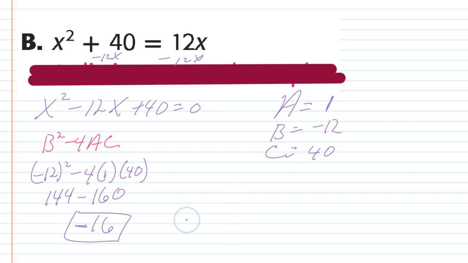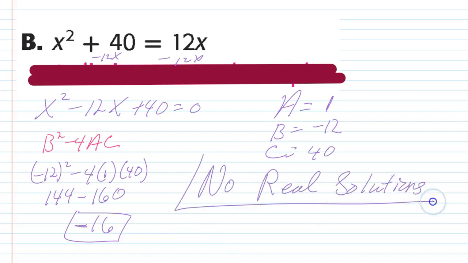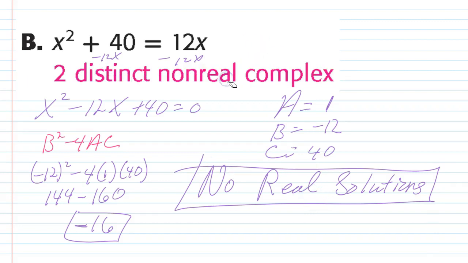You're going to see the answer to that written two ways. One way is going to be no real solutions. If you're only dealing with real numbers, then you're going to have no real solutions. If you're also working with complex numbers, then you'll have an answer of two distinct non-real solutions. So later on, when we're dealing with imaginary numbers and complex numbers, we will say we have two non-real solutions. Right now, however, we will have no real solutions.